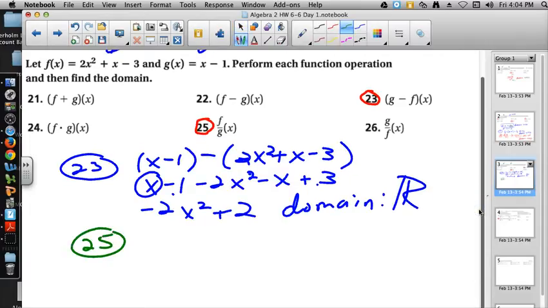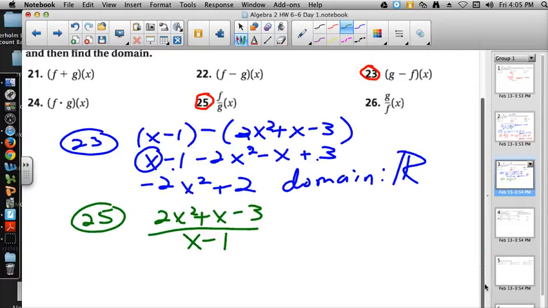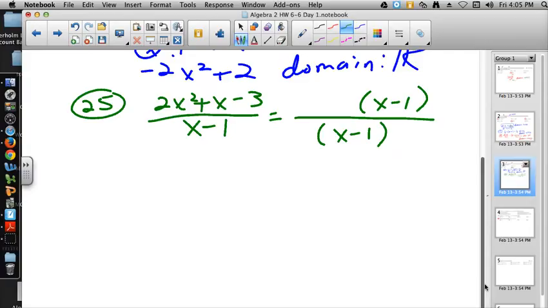So for 25, it says we're going to take f of x, 2x squared plus x minus 3, and divide that by g of x, which is x minus 1. And already I realize that I'm going to have to restrict this so x does not equal 1, otherwise I'd have a 0 in my denominator. And really the only way to be able to simplify this would be if there is an x minus 1 factor on the bottom. Now I don't know that yet, but I'm going to do an educated cheat here to see whether or not it'll work.